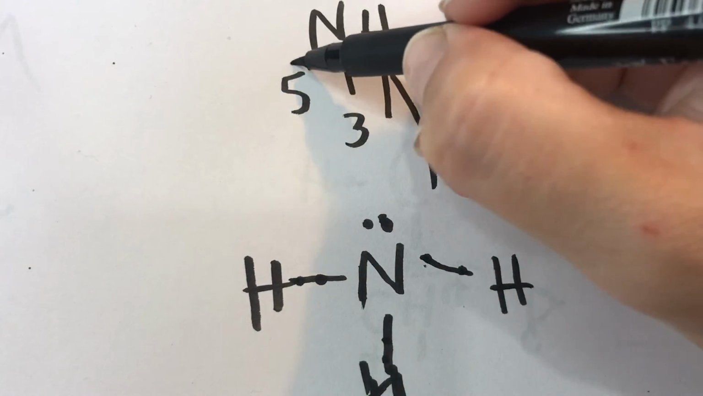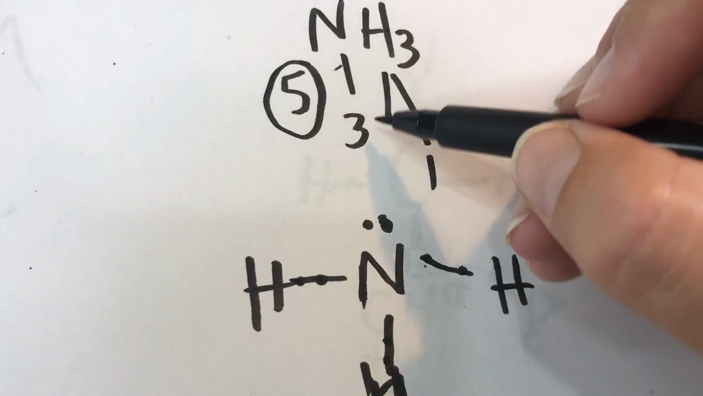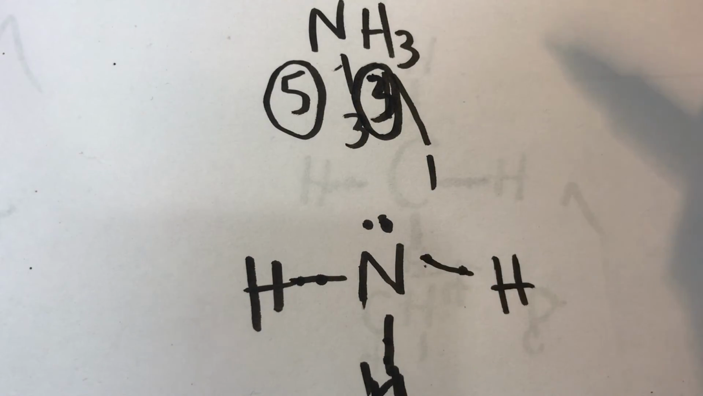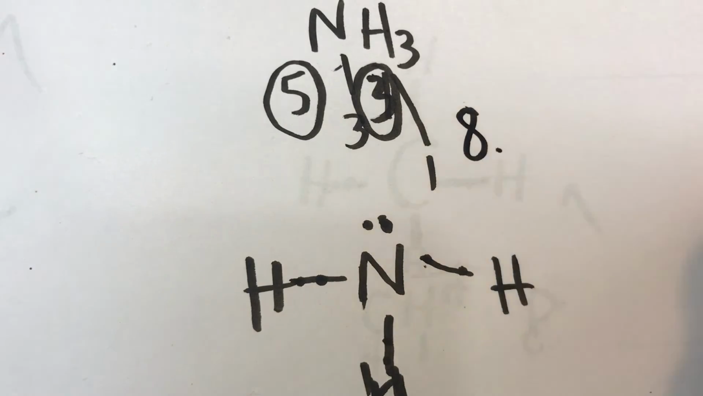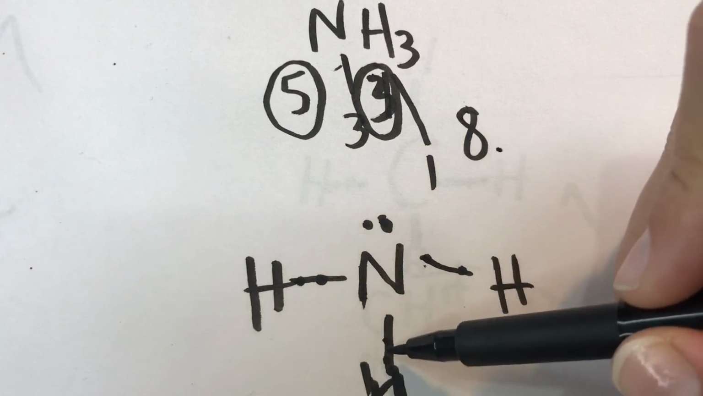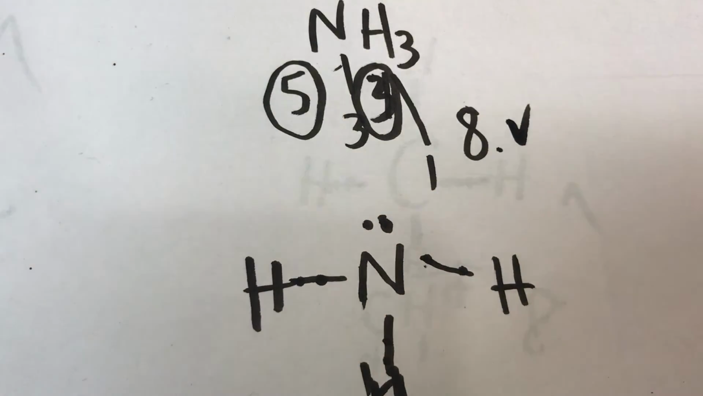So when we started, nitrogen had 5 valence electrons, and each hydrogen had 1, giving us 3 valence electrons, which means that we have 8 in total. And if we check that against our diagram: 2, 4, 6, 8. So this here is the correct Lewis diagram for ammonia.